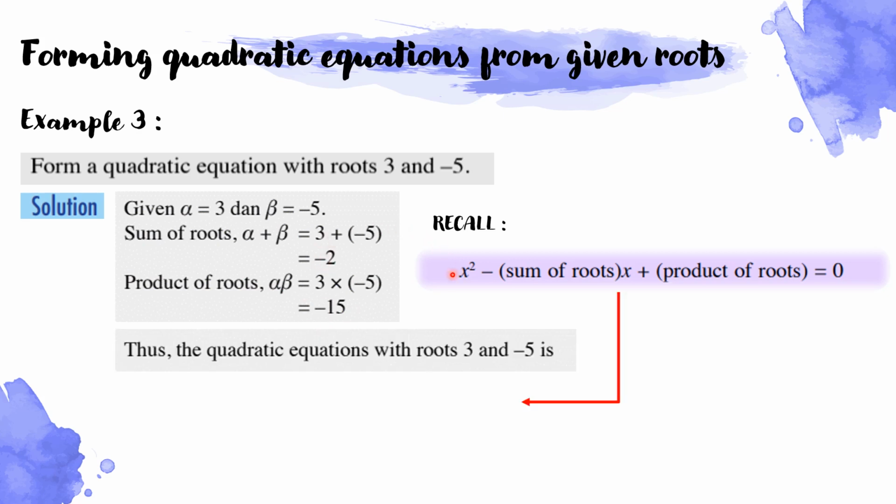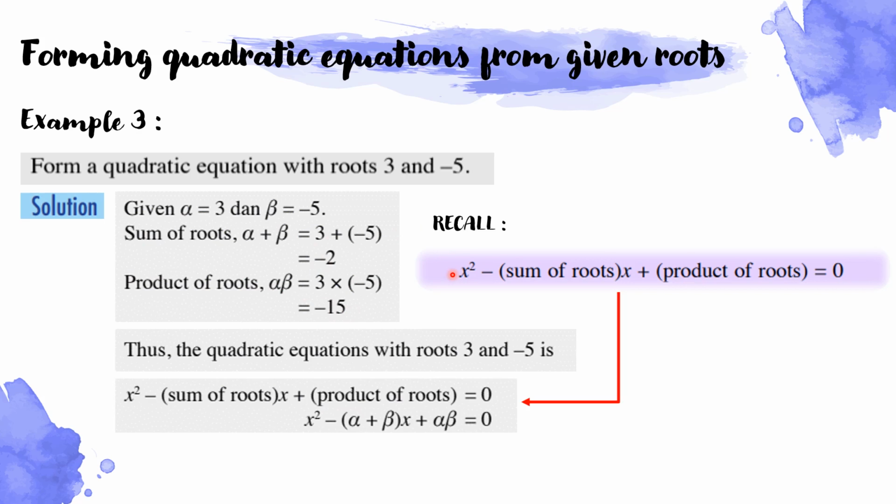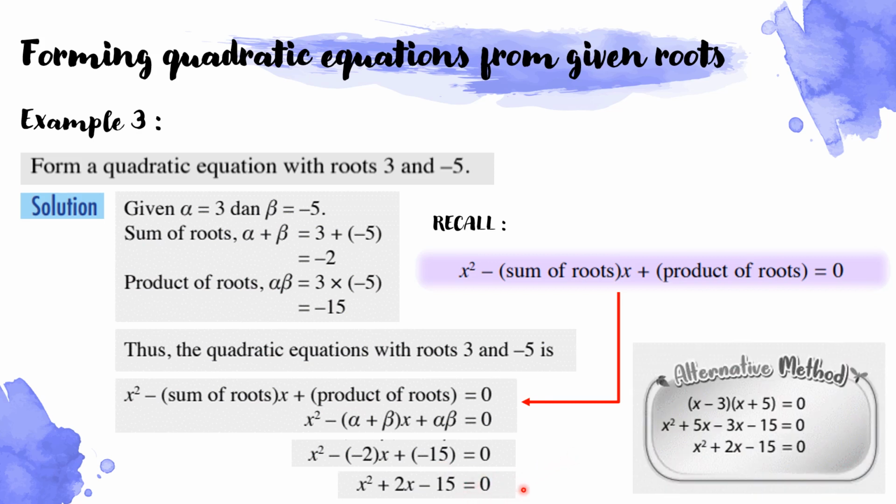Thus the quadratic equation is x squared minus SOR x plus POR equal to 0. So x squared minus alpha plus beta, x, plus alpha multiplied with beta, equal to 0. So you will get x squared minus negative 2, where negative 2 is the sum of roots, plus the product of roots, which is negative 15, equal to 0. So this is the quadratic equation: x squared plus 2x minus 15 equal to 0.